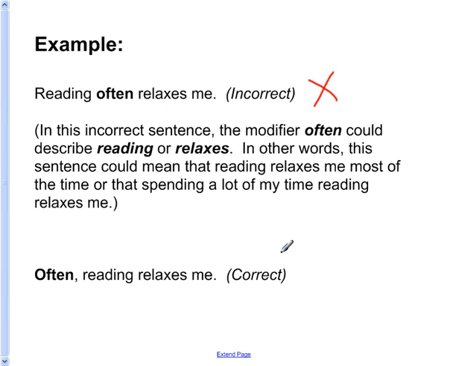To fix it, let's move often in front of reading, and let's see what it means. Often, reading relaxes me. Now this sentence, the meaning is very clear. What this sentence means is that most of the time, reading relaxes me. Not all the time, but often it does.